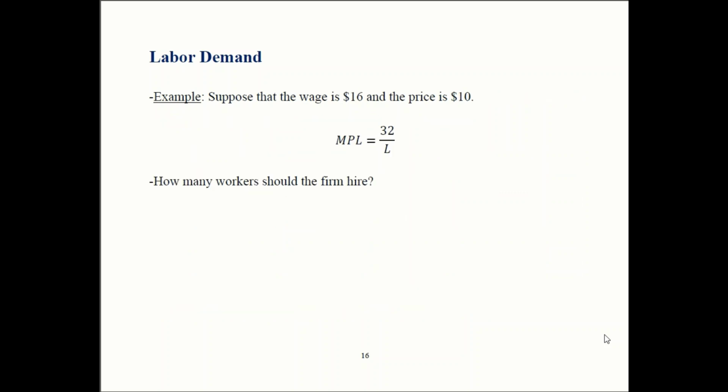Another possibility is that you could be given a problem like this one, where instead of being given a table, you're given an equation. So let's say the wage is going to be $16 in this case, and the price of our final good is going to be $10. The MPL is going to be as follows. So your mission here is the same as before. Figure out how many workers the firm should hire. So go ahead and pause the video and work that out before you continue.